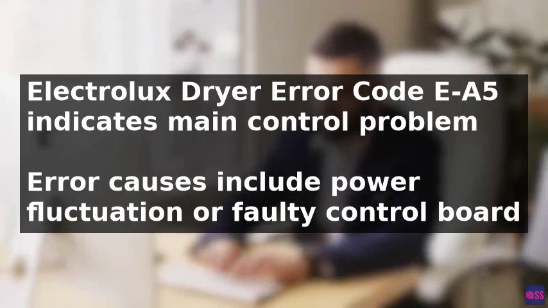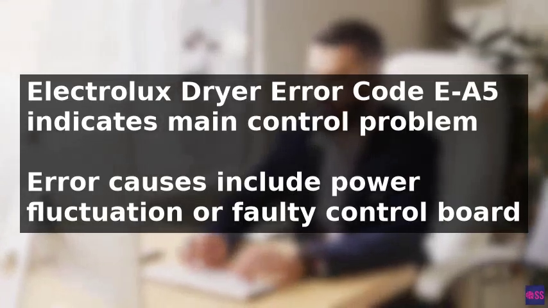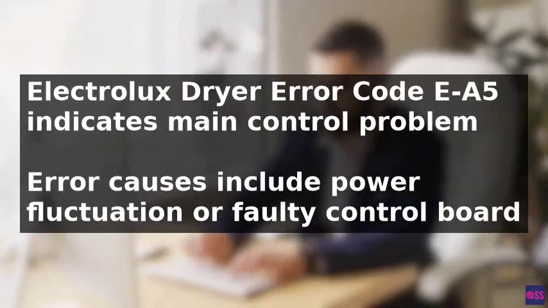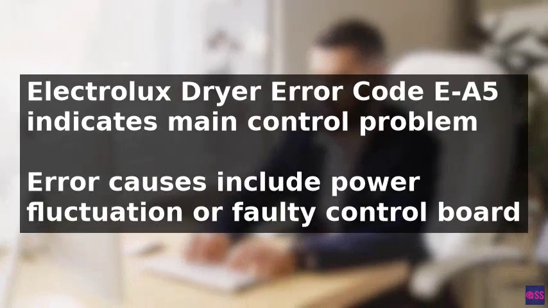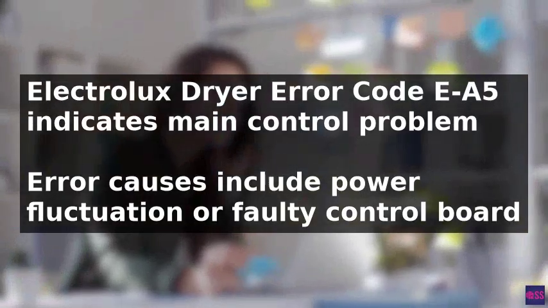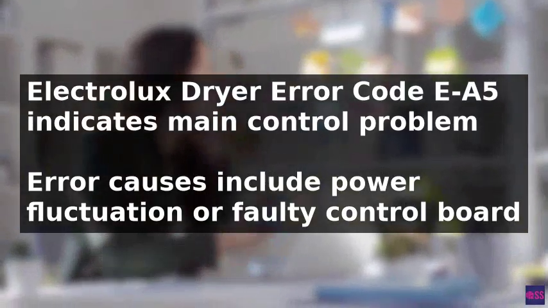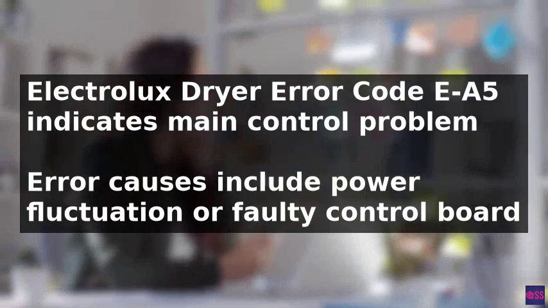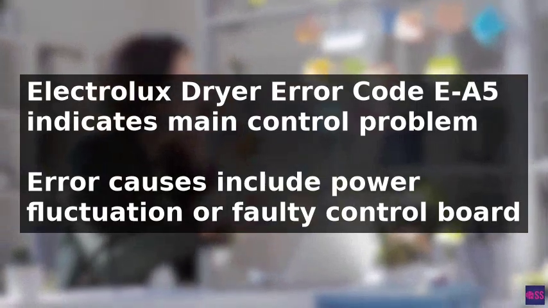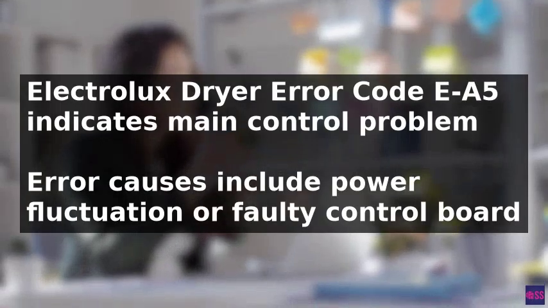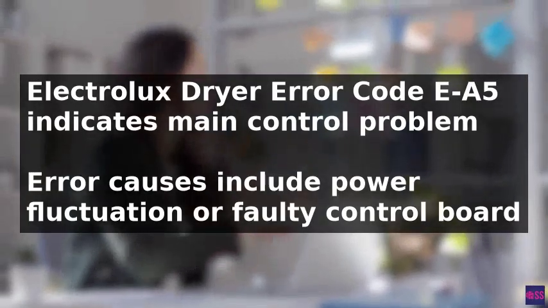The Electrolux dryer error code EA5 indicates a problem with the main control, and its causes include power fluctuation, a malfunctioned control board, or faulty wiring. To address this issue, it's essential to consider the potential causes and apply the most effective solutions.